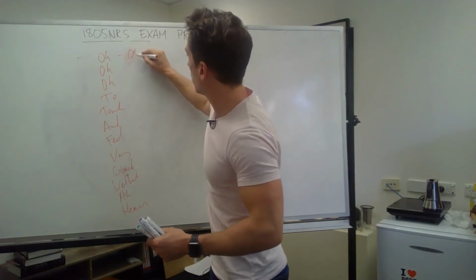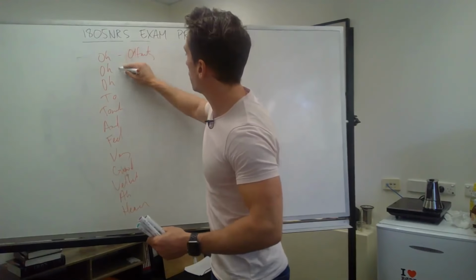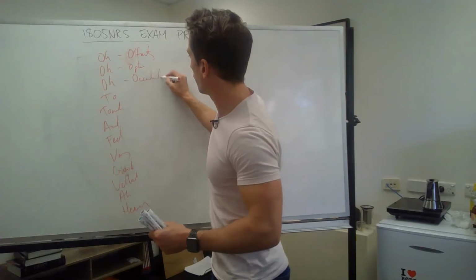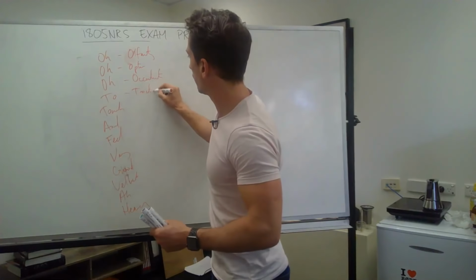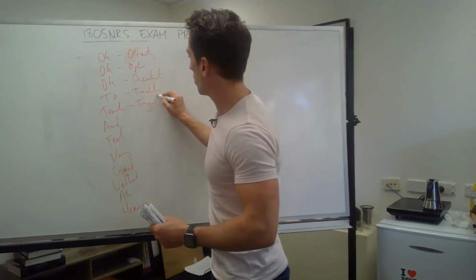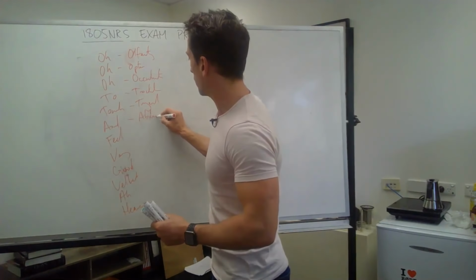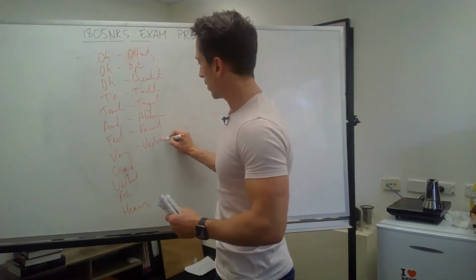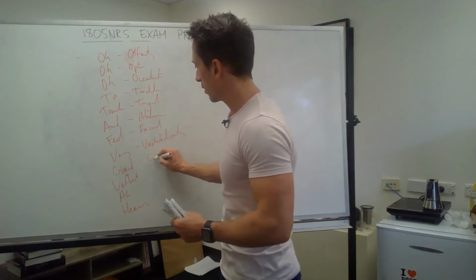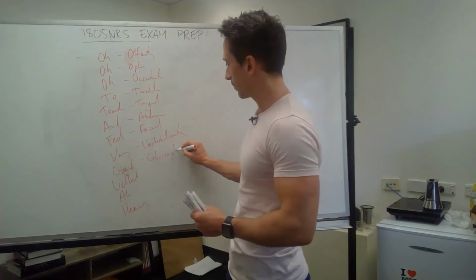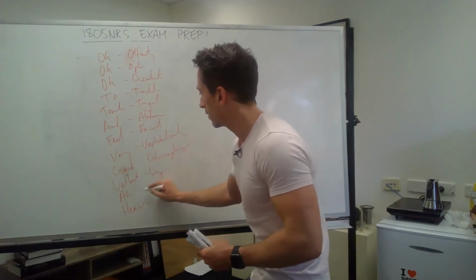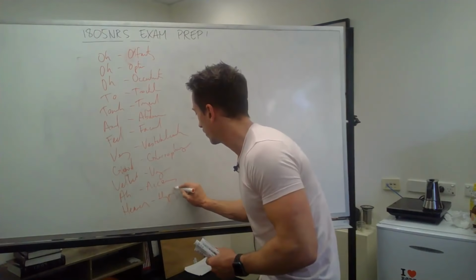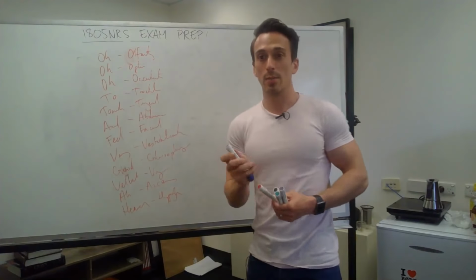olfactory, optic, oculomotor, trochlear, trigeminal, abducens, facial, vestibulocochlear, glossopharyngeal, vagus, accessory, and hypoglossal. And then you say, some say, marry.